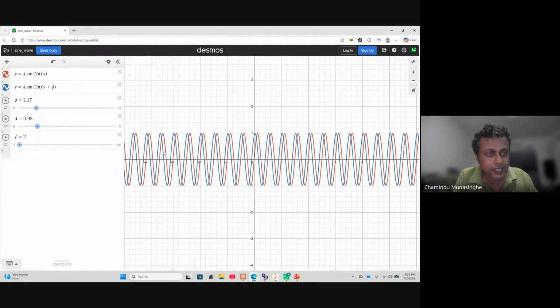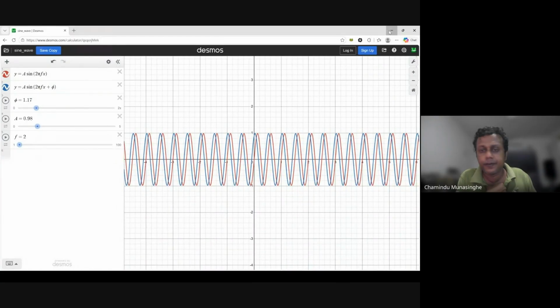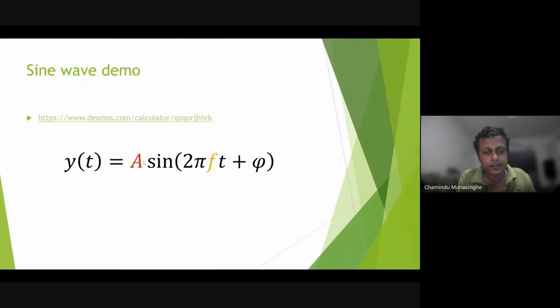So please go around and play with Desmos. It helps you to understand a lot. Getting a visual intuition is the most important thing as a ham operator. So now let me go back to the slideshow and continue.